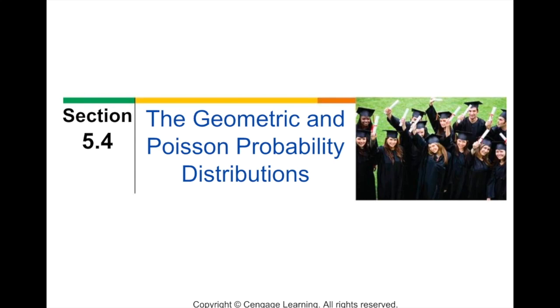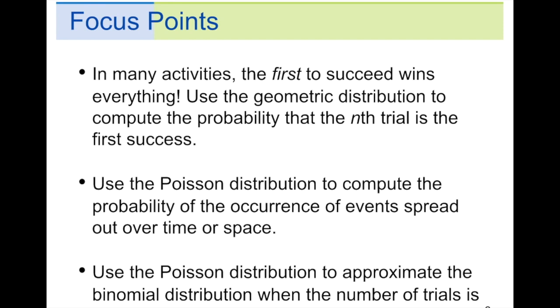Section 5.4, the geometric and Poisson probability distributions. In many activities, the first to succeed wins everything. Use the geometric distribution to compute the probability that the nth trial is the first success. Use the Poisson distribution to compute the probability of the occurrence of events spread out over time or space.